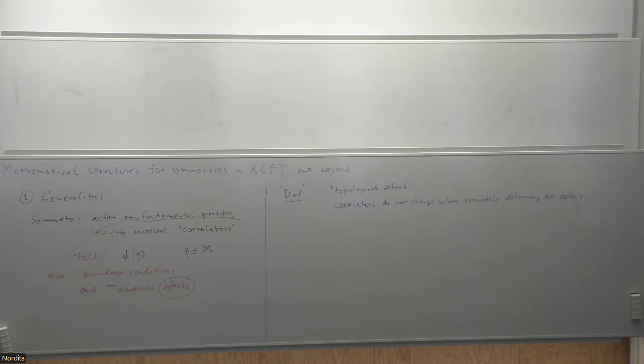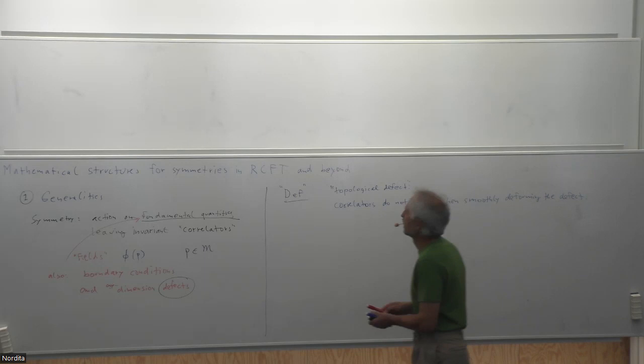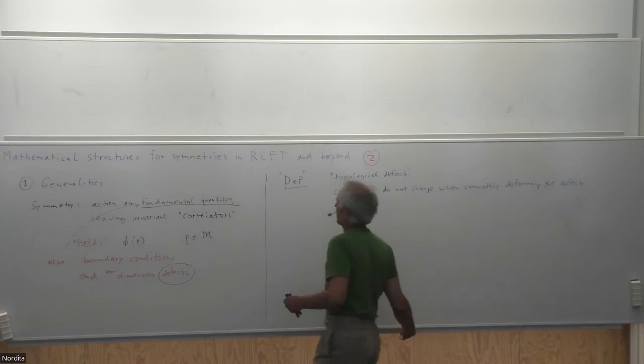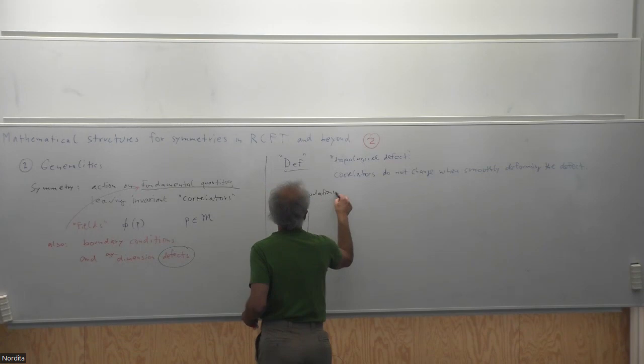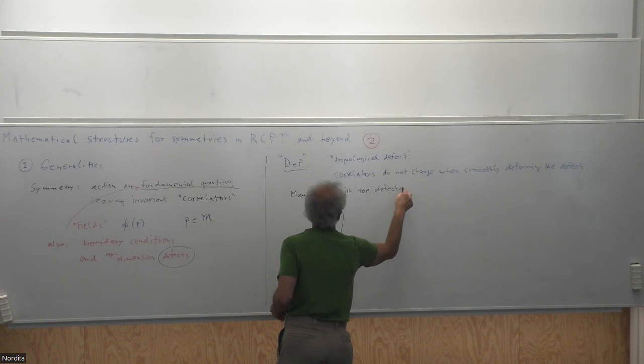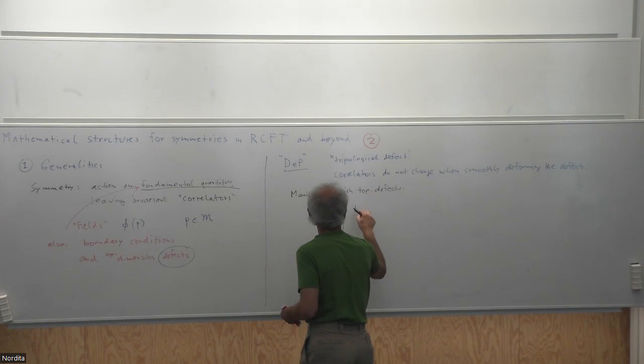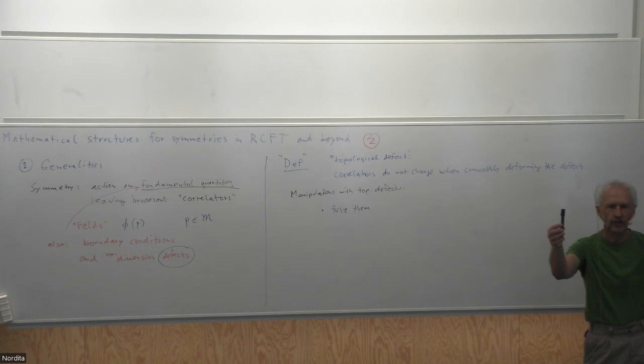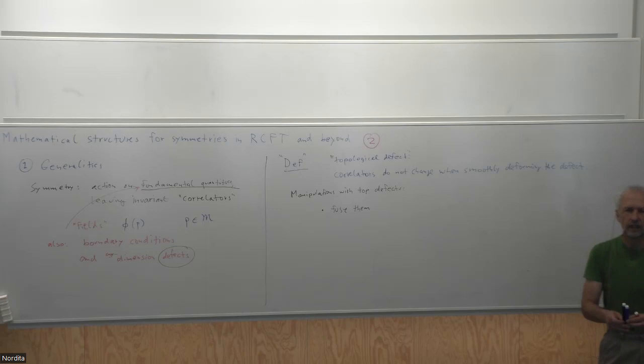And now the nice thing about topological defects, and this brings us to part two already, is that you can imagine that you can do various things with them which you cannot do with arbitrary defects. One is you can fuse them. I have here two short line defects. If they are topological, I can deform them, and I can look at what happens if they are close together. If I look from far away, this will look like a single defect. So there is a fusion product.